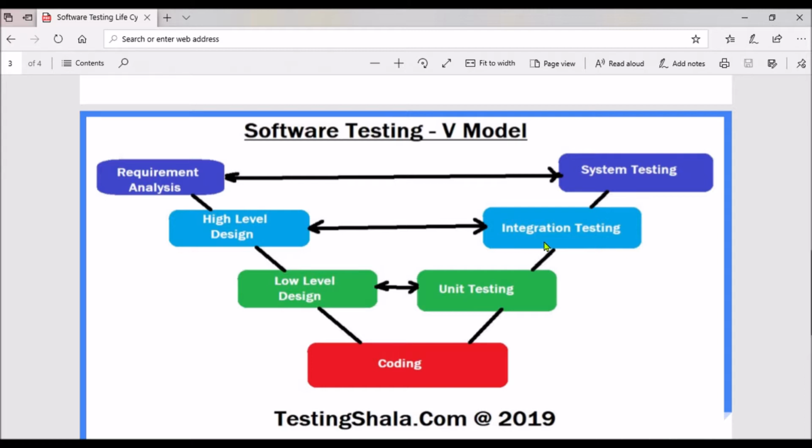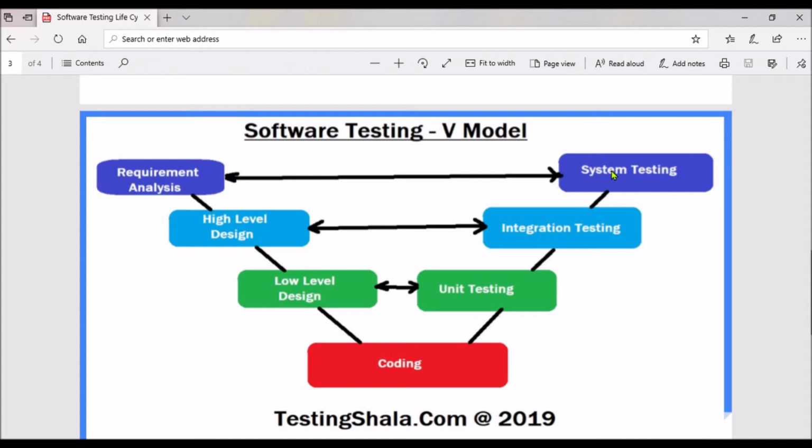Then the last type of testing here, system testing, is done by validating against the requirements, just to ensure that the complete functionality has been implemented as per the requirements that were given and signed off by all the stakeholders. This is where system testing comes into the picture. And this overall model is called the V model, which is used in the development phase.